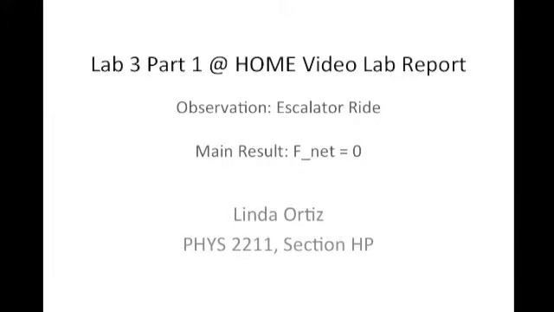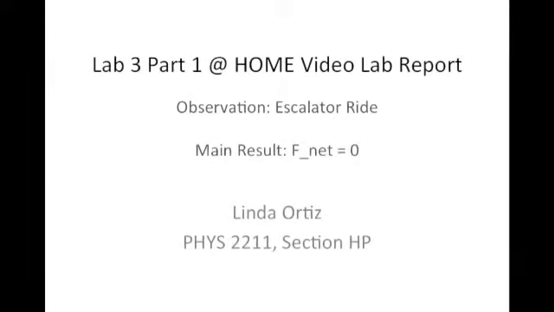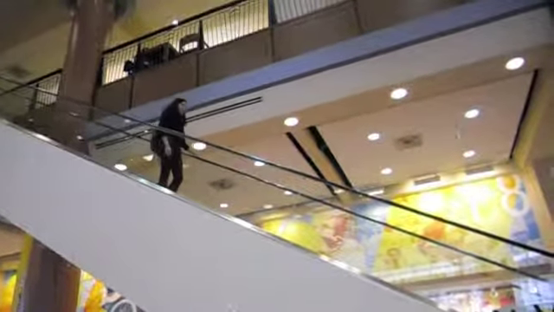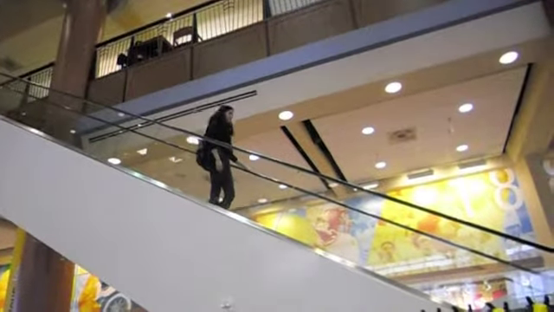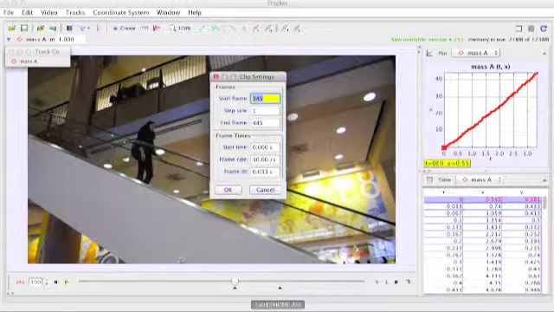The main result of this lab is to prove the assumption that the force on the system, F net, equals zero. To prove this, I'm going to use a computational model as well as my video and extract data from Tracker. Here's a clip of my friend traveling on an escalator at an assumed constant velocity with no change in direction.